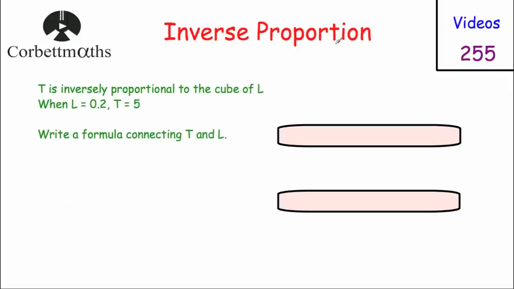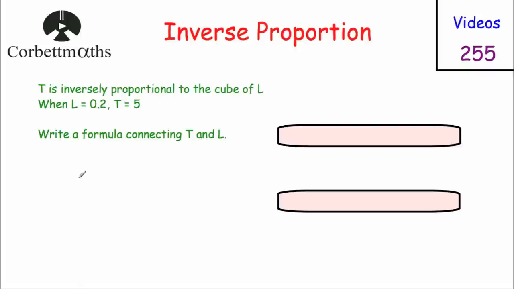And our next topic is inverse proportion, and that's video 255 in Corbett Maths. In M7, we looked at direct proportion. We're now going to look at inverse proportion. And what that means is, as one value gets bigger, the other value gets smaller. So here's our example. We've got t is inversely proportional to the cube of L.